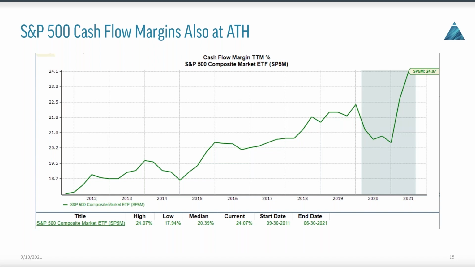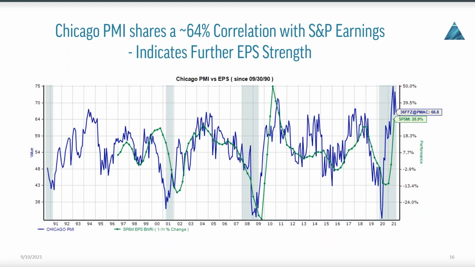So cash flow removes that bias here, and we see that cash flow margins are also at all-time highs, again, at 24%. This is a level of efficiency that we've just never seen for the S&P 500, really in recent memory, or even in the past 20 years or so. Also, Chicago PMI shares a 64% correlation with S&P earnings. So again, this indicates to me that there is further earnings per share growth that could be coming in the latter half of this year.